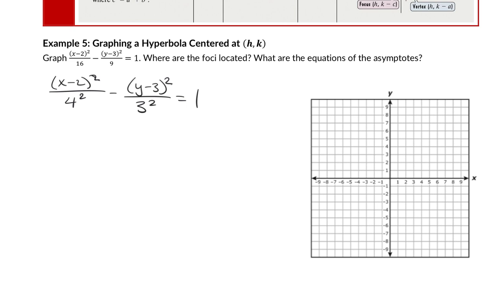Okay, let's start at the beginning. What is the center? (2, 3), because next to the x is the h and next to the y is the k. Why did I write a 2? Great question. There are a lot of 2s in this equation because of all the squares. What's the a value? 4. What's the b value? 3.